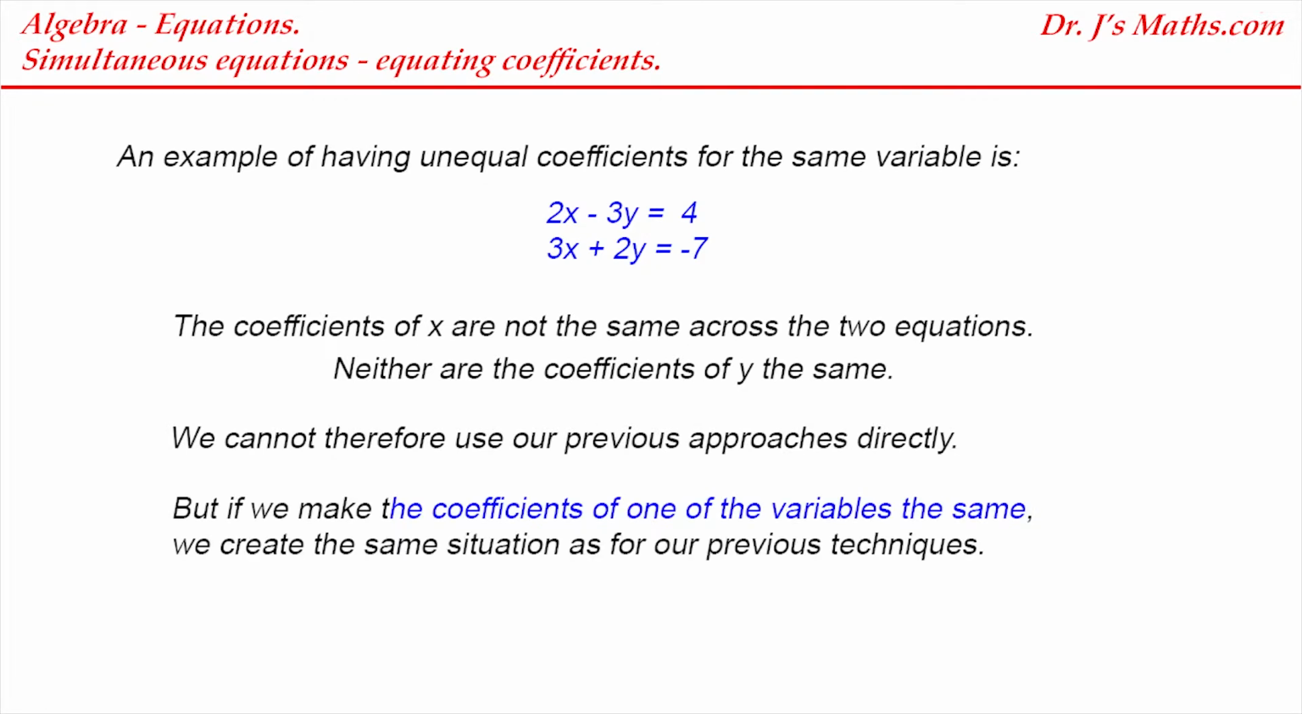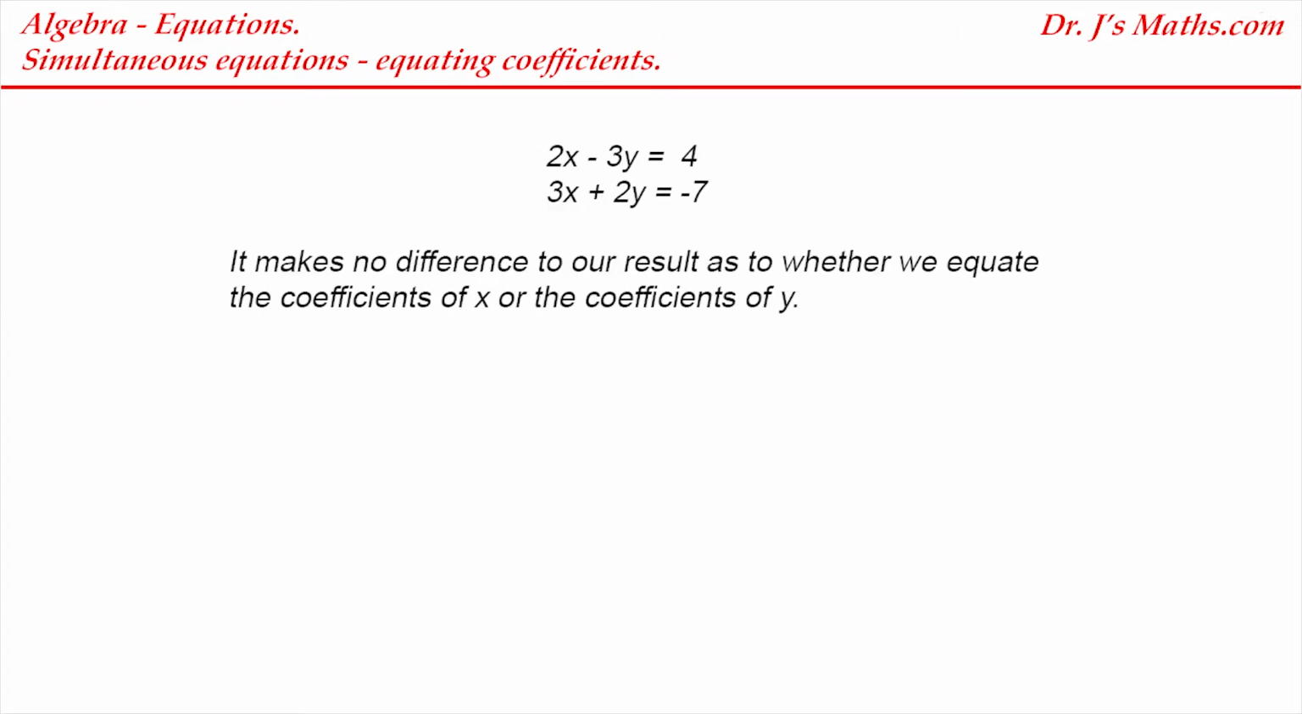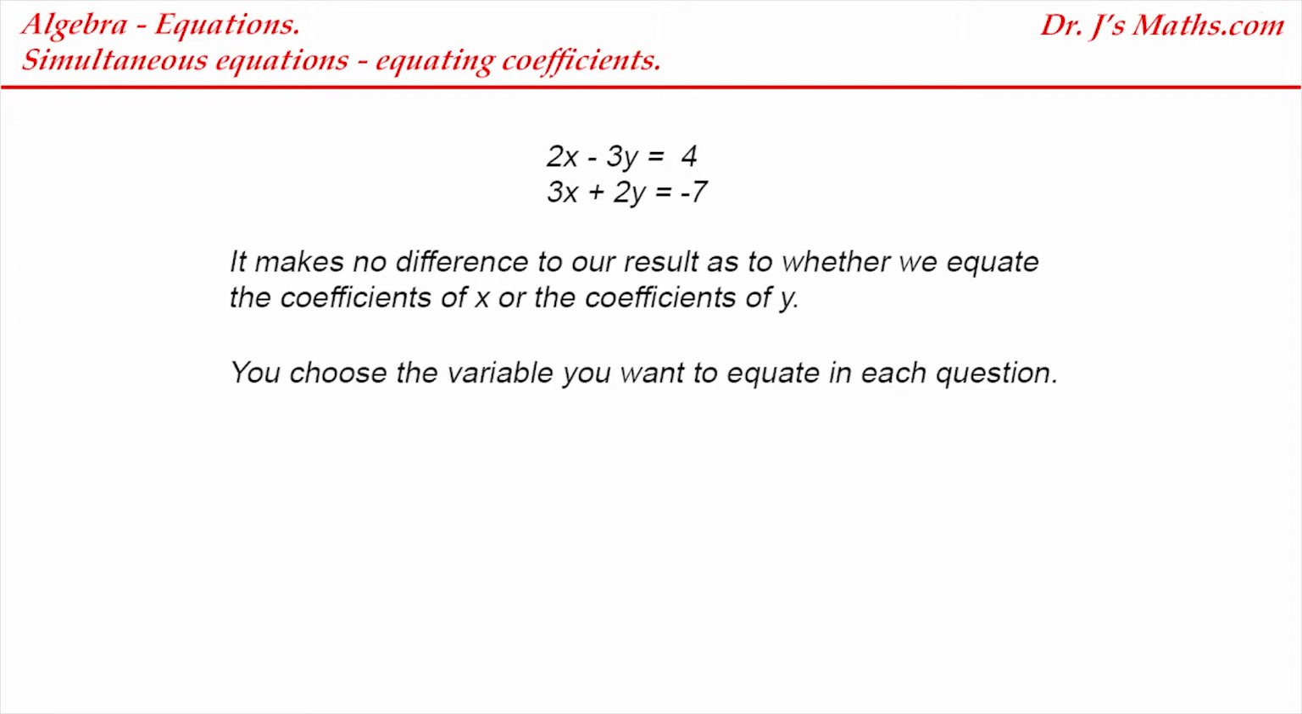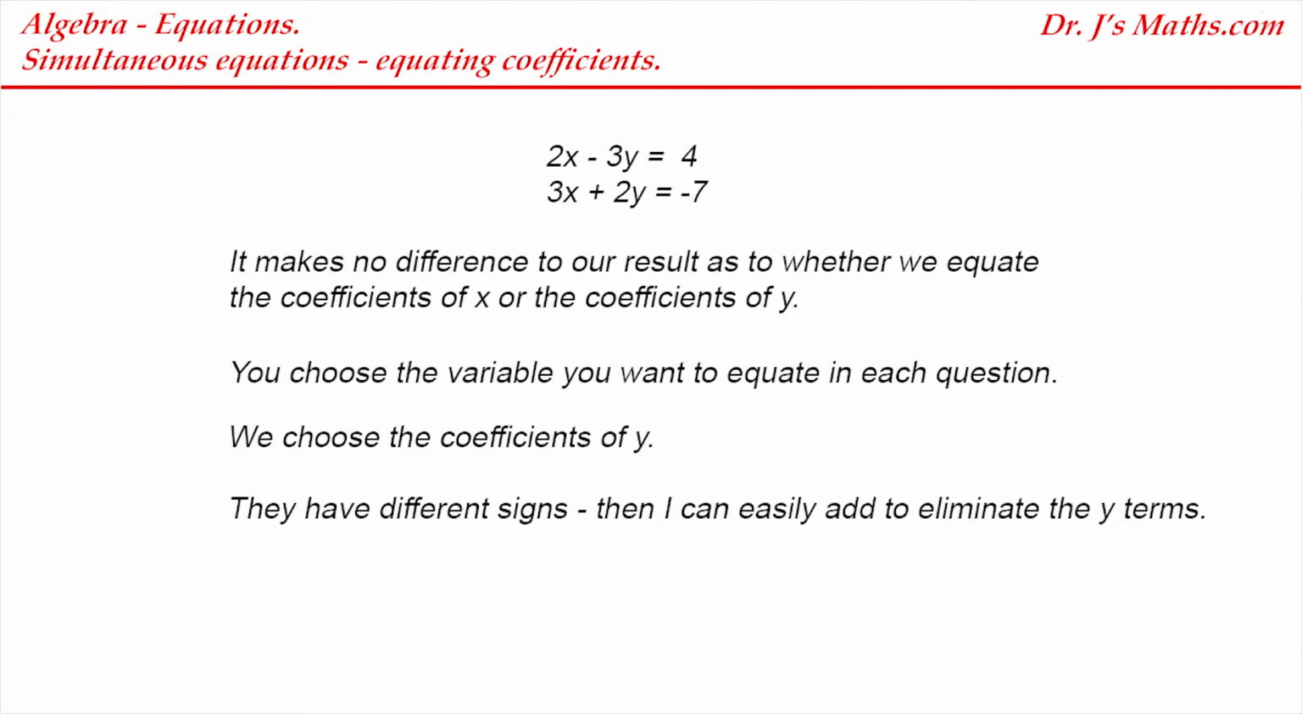But if we make the coefficients of one of the variables the same, we create the same situation as for our previous techniques. It makes no difference to our result as to whether we equate the coefficients of x or the coefficients of y. You choose the variable you want to equate in each question as you come to it. In this case, we choose the coefficients of y. They have different signs, and because of that, I can easily add to eliminate the y terms.